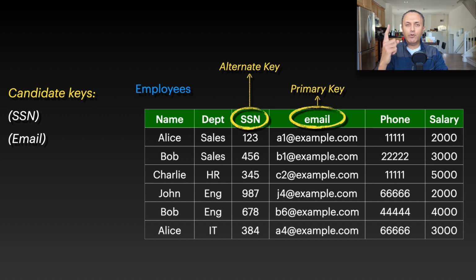A table may have only one primary key, but it can have multiple alternate keys. So again, just something to keep in mind. What's a common example of a primary key?